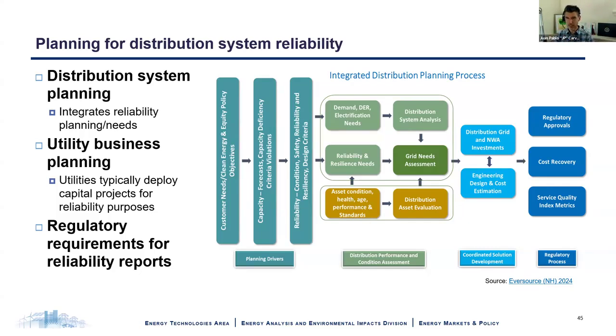And in a few states, there are regulatory requirements to report reliability. Typical reports include listing the 10 or 20 worst feeders and their statistics over time, where the utility has to demonstrate that they are making an effort to improve reliability in the circuits, and so on.